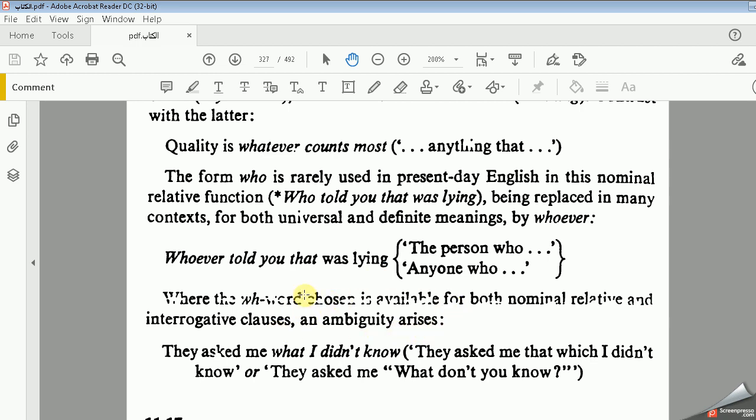This is the difficulty that faces our students: using these kinds of clauses or sentences, or a nominal relative clause with a WH element, causes an ambiguity, such as "They ask me what I didn't know." So there are two explanations for this clause: "They ask me that which I didn't know", or "They ask me what don't you know". This ambiguity needs more elaboration to explain.